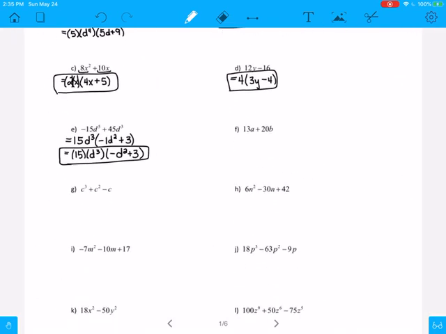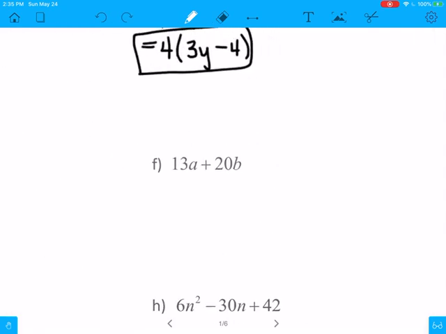Okay, we'll do F together again, and then you're going to try the other ones. Oh my goodness, it's not letting me. Okay, 13a plus 20b. I can't take an a or a b out because it's not in both. And 13 and 20 have nothing in common, so that's actually as low as it goes. You can't take out a greatest common factor.